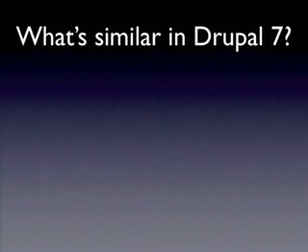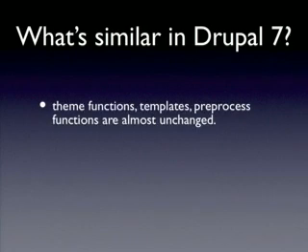So the first thing we're going to talk about is what's similar in Drupal 7, which is not particularly exciting when I just told you that I'm going to be talking about what's new in Drupal 7. But the good news is it's not a complete revamp of the system. Theme functions, templates, preprocess functions are all there. If you've done Drupal 6 theming, these concepts have not changed very much. They're basically the same, so don't freak out about that.